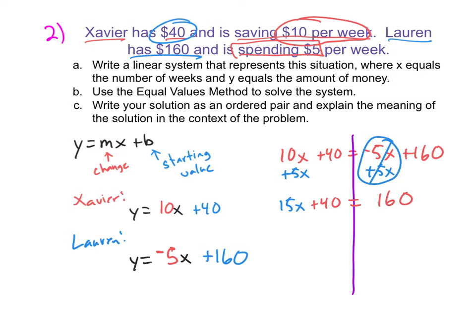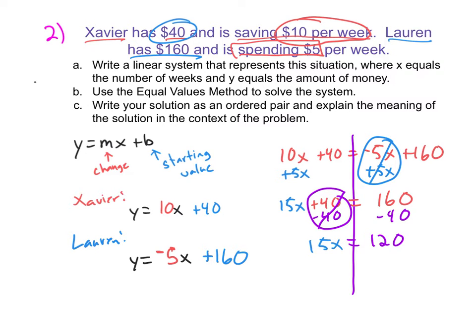Now still trying to get x by itself, so I need to remove the 40. It's a positive 40, so I do the inverse or opposite to make a 0 pair. And I'm going to do it to both sides. So my 15x is the same. My positive 40 and my negative 40 have turned into a 0 pair. 160 take away 40 is 120.